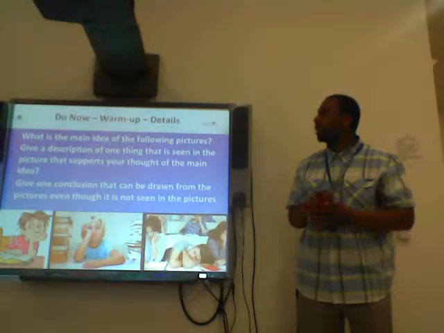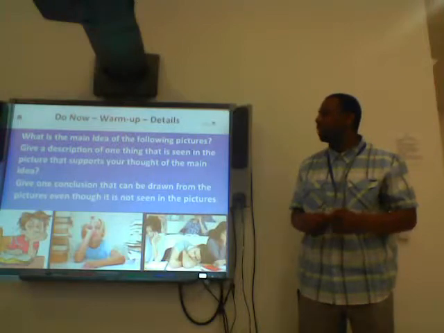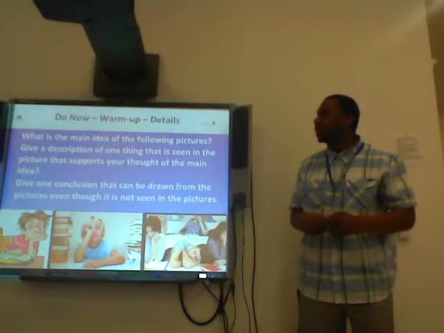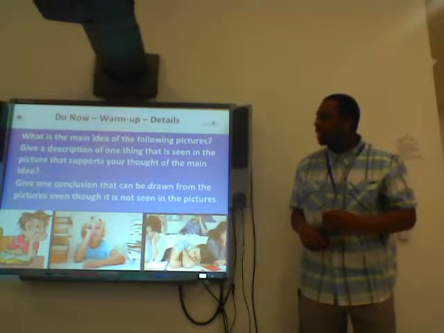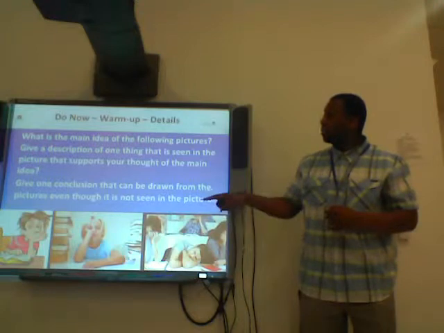Give a description of one thing that is seen in the picture that supports your thought of the main idea, and then give one conclusion that can be drawn from the pictures even though it is not seen in the picture. So take 30 seconds out to look at each of the pictures on the screen.